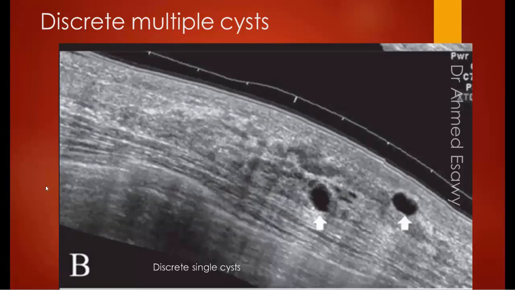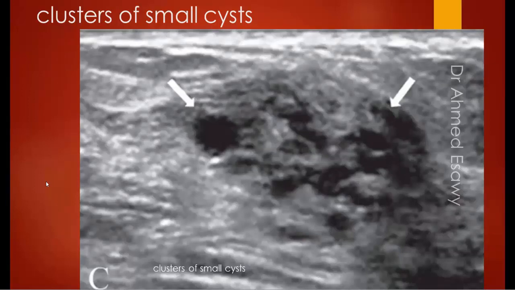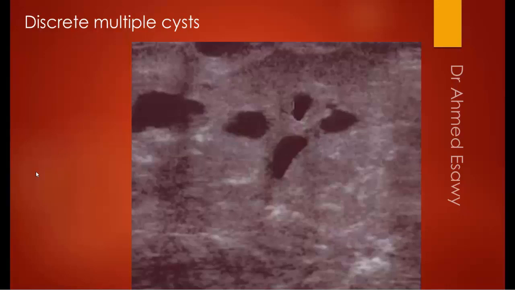Cysts. Cysts may be clustered or non-clustered, seen as multiple cysts. Cysts may vary from microcysts to a large 5 cm cyst. This is multiple cysts seen in breast parenchyma, fibrocystic change. Clusters of small cysts, multiple cysts clustered in an area, different in size and shape. Multiple cysts not clustered, present away from each other.